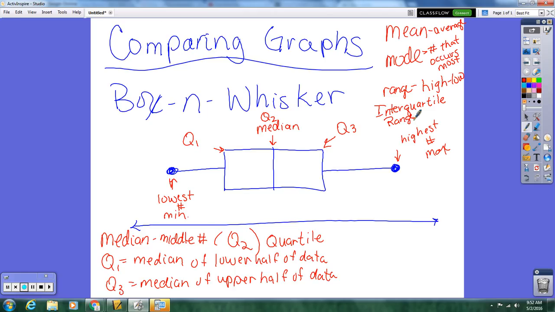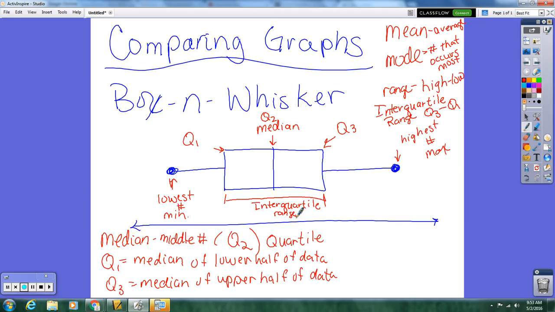Interquartile range. That is Q3 minus Q1. That is the length of this box right here. That's interquartile range, how long that box is. And that's actually the middle set of the data. So you got the lower half of the data, the upper half of the data. That box is the middle set of the data.